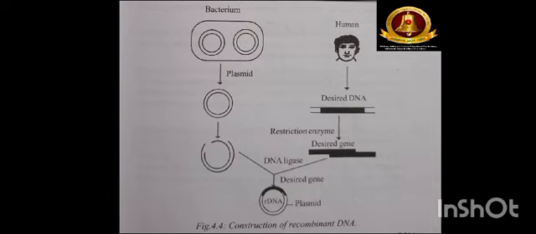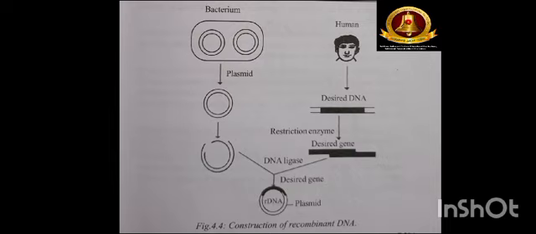The plasmid is taken from a bacterium. Then our fragmented desired DNA is inserted into the plasmid and pasted or sealed by the enzyme DNA ligase. The DNA ligase enzyme acts by sealing the fragmented DNA. So the final product, recombinant DNA, is produced.